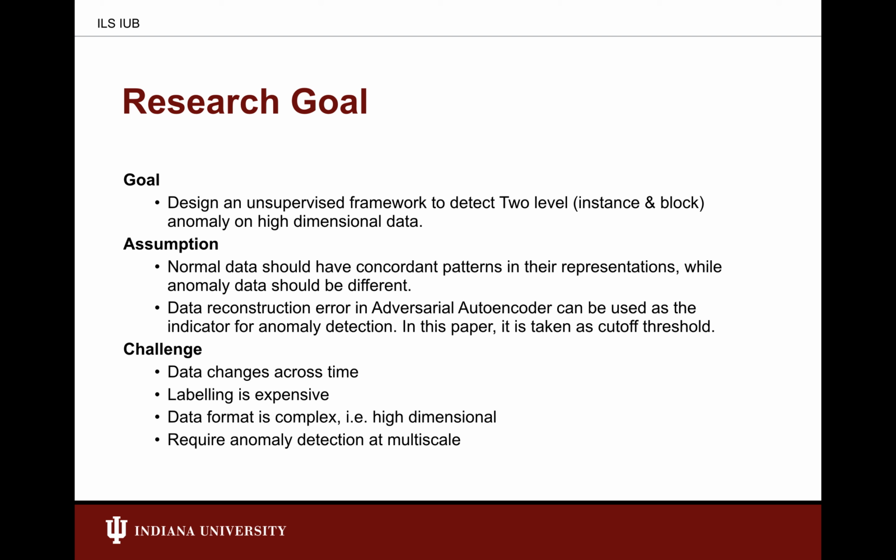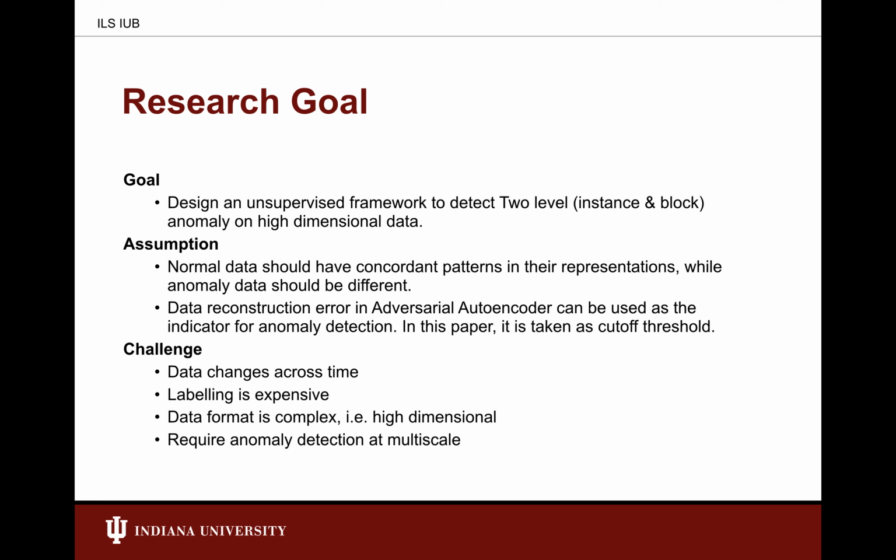Therefore, in this paper, we aim to design an unsupervised framework for two-level anomaly detection on high-dimensional data. The two levels we consider here are instance and block level. The assumption of our work is that normal data should have concordant patterns in their representations, meaning that their representations are either similar or have hidden connections with each other, while the anomaly data should be quite different from the normal data.